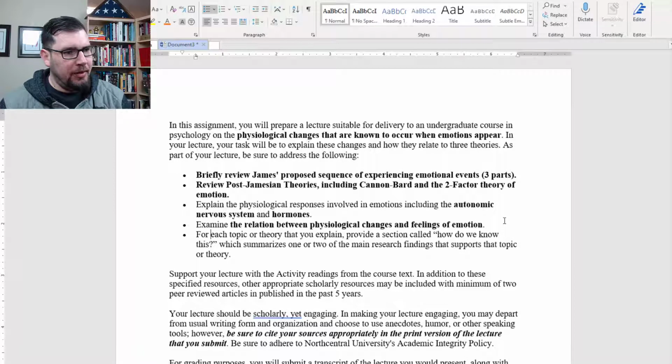And you want to make sure that for each topic or theory that you explain, that you're covering it, you're describing it, you're explaining the theory, James's, and then the Cannon-Bard and the 2-factor theory. You want to have a section called "How do we know this?", which summarizes 1 or 2 of the main research findings that supports the topic or theory.